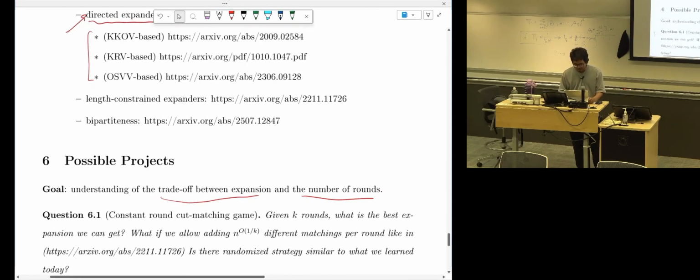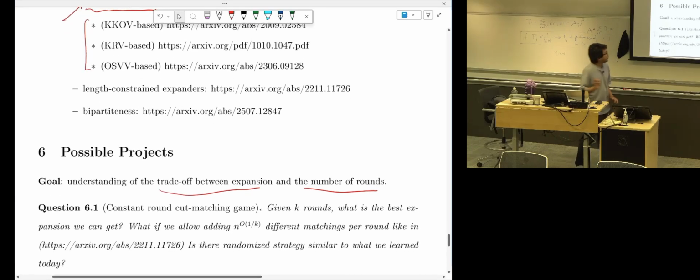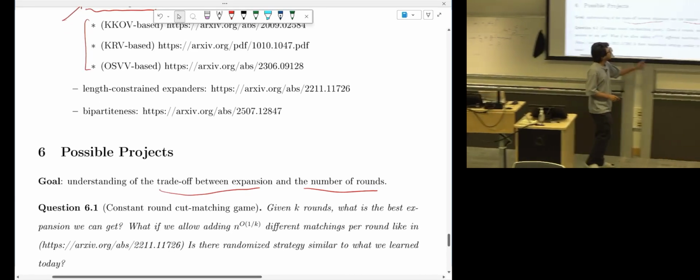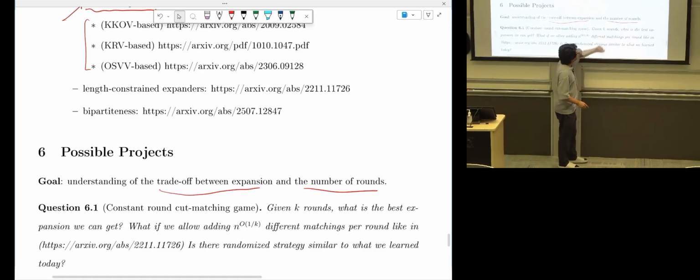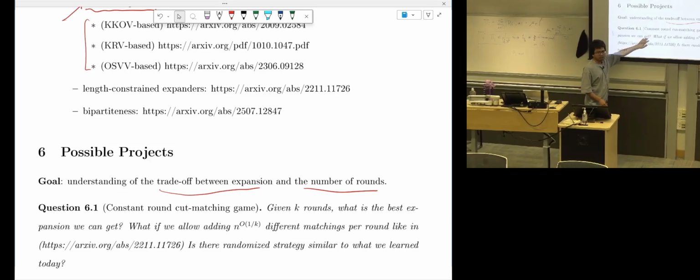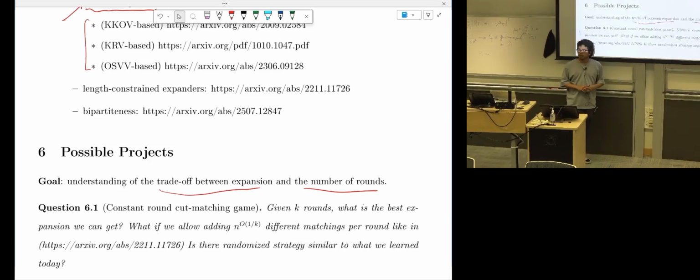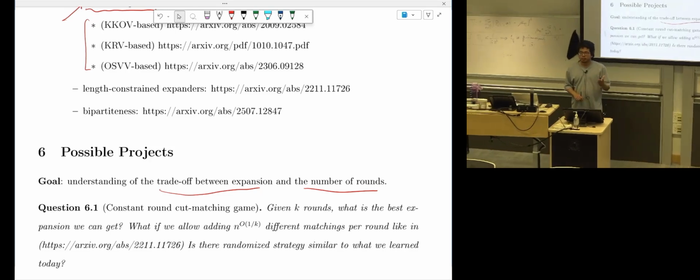There are applications that we will see more. Suppose that I give you just k rounds. What's the best expansion that you can get? Can you still get it to be 1/polylog expanding instead of constant expanding?